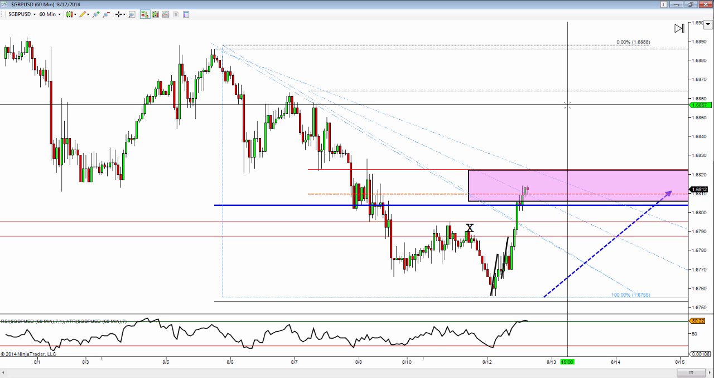We saw the same thing on euro dollar. It's key to do that analysis beforehand because it takes away the fear. It takes away the emotions. You're under control more.